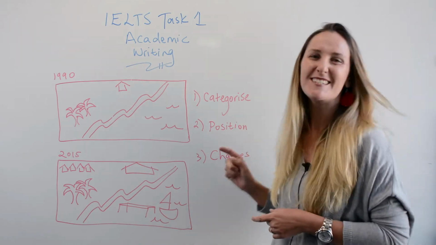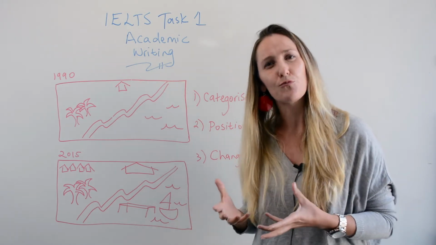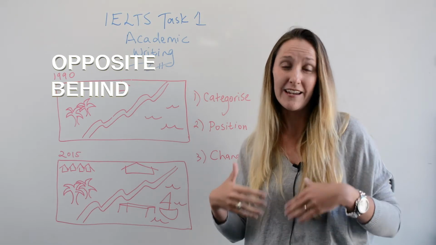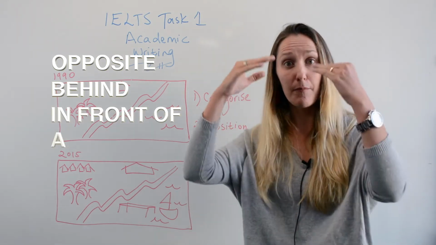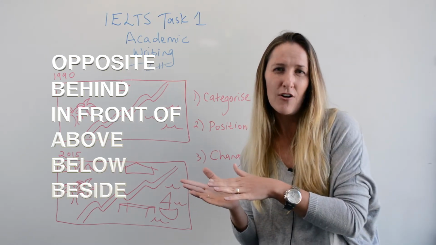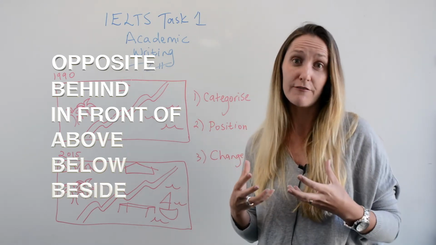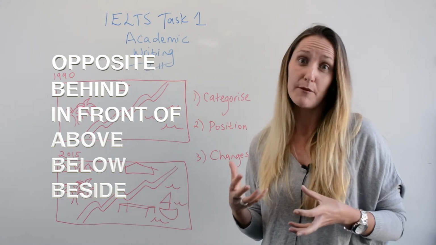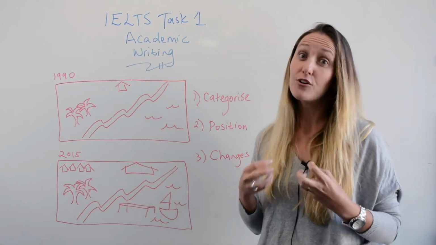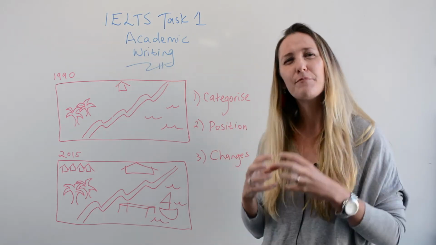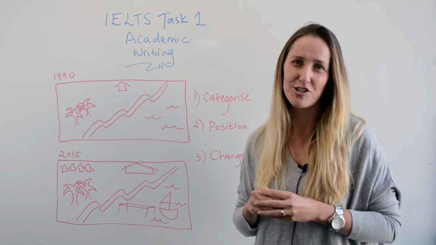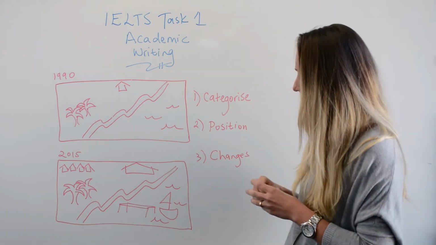When you talk about position, you can also use words like opposite, behind, in front of, above, below, beside. All of these words are going to be relevant, but some of them might not be appropriate depending on the type of map that you're looking at. So it's a good idea to learn a variety of position words so that you're able to describe any kind of situation that comes up.